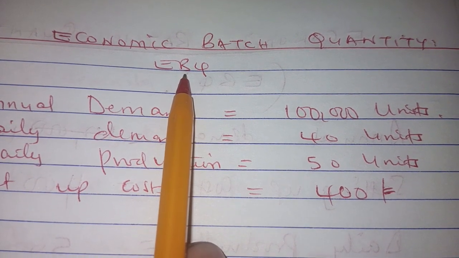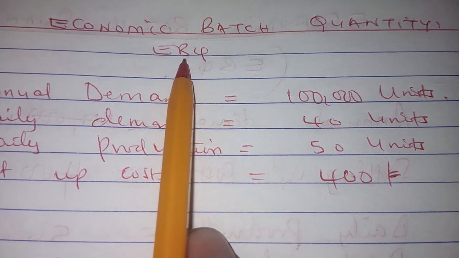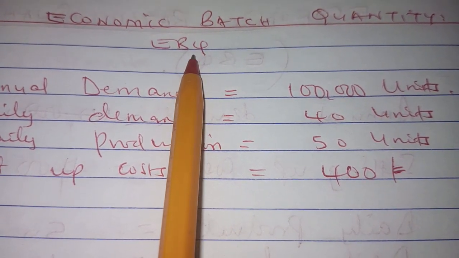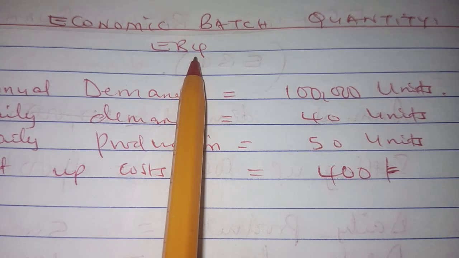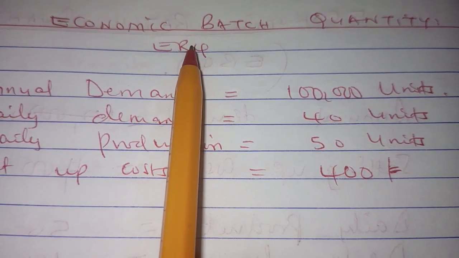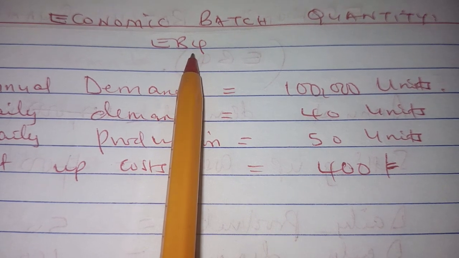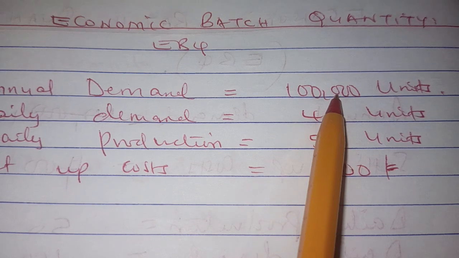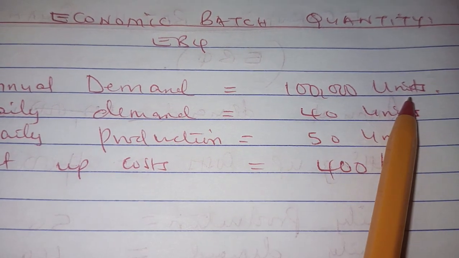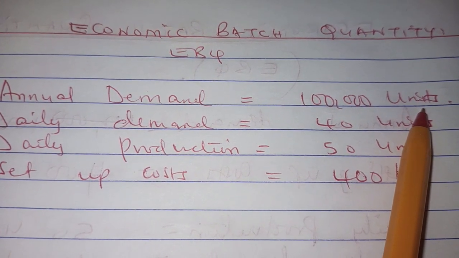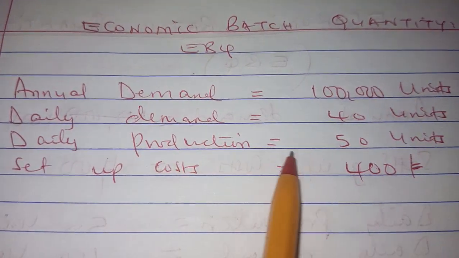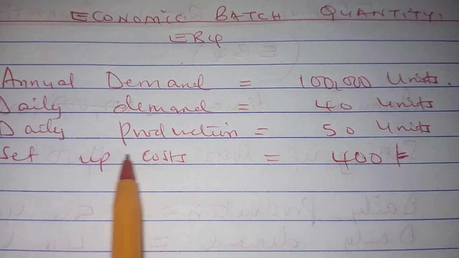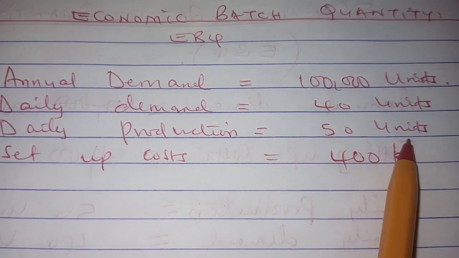Once again, the economic batch quantity is a quantity that is said to be manufactured by manufacturing companies which produce their own items for use in the final production. If they have a demand of 100,000 units, the annual demand, for example, and the daily demand for the items is 40 units, and then we are also producing daily production of 50 units in the same company.